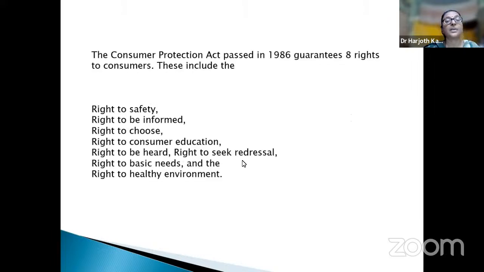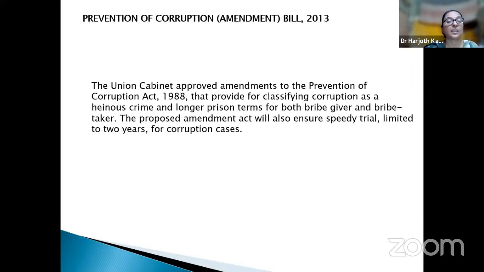Okay, so a huge change has happened in 2013. This bill was introduced by the UPA government in Rajya Sabha, and the latest cabinet decisions further amend these bills based on the department related parliamentary standing committee and the Law Commission of India. Okay.